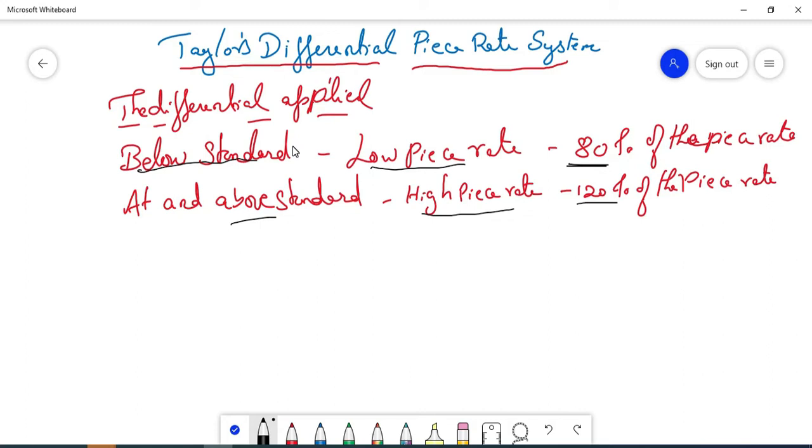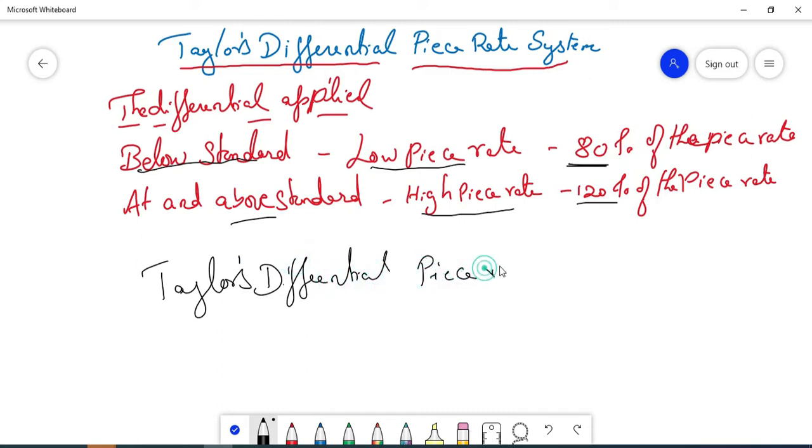The following are the two differential piece rates. There are two differential piece rates. One is Taylor's differential piece rate. The other one is Merrick's differential piece rate, right?